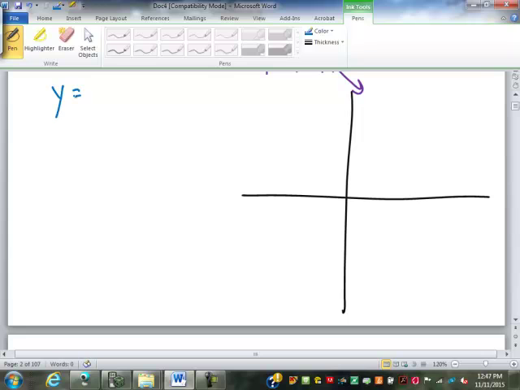I can have y equals 2/3 x plus 1. Where's that going to start at? Positive 1, right? Correct? Because that number that's added or subtracted is where we start. 2/3 then means that from there we're going to rise how much? 2 and run 3. There's my line.